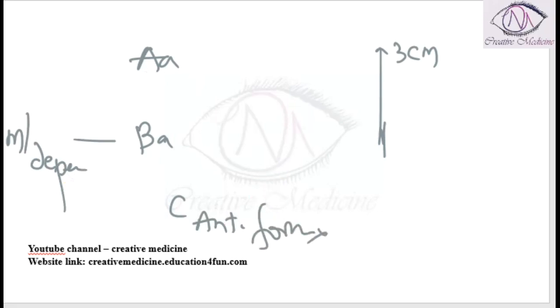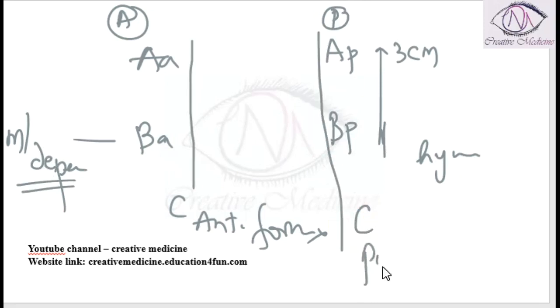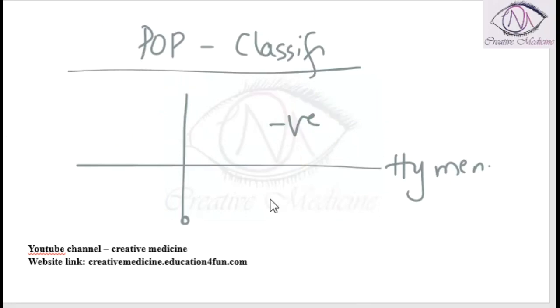Then posterior wall of vagina. In posterior wall of vagina, we have AP. AP lies 3 centimeters above the hymen on the posterior wall of vagina. BP indicates the point which is the most dependent point of the posterior wall of vagina, which is between the AP and the posterior fornix. D is the posterior fornix. Anything above the hymen is indicated by minus sign and anything below the hymen is indicated by plus sign.